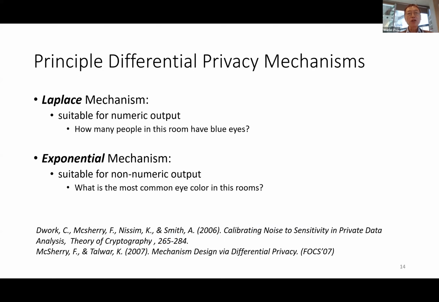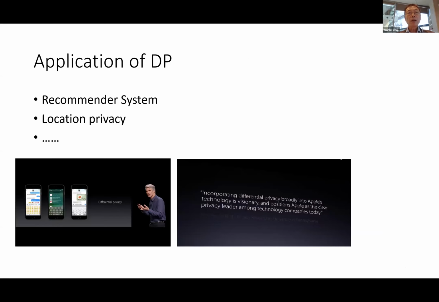Another is the exponential mechanism, which is very suitable for non-numerical output. For example, we ask a question like, what is the most common eye color in this room? We don't have a numerical answer, but some kind of non-numerical output. In that case, we use the exponential mechanism. There are many other mechanisms that people use, but those two are the most common ones.